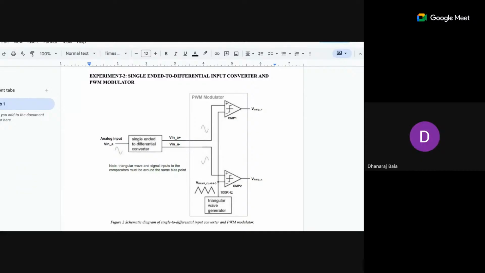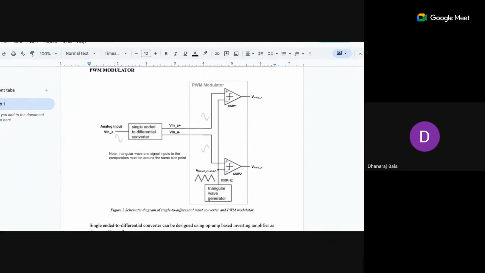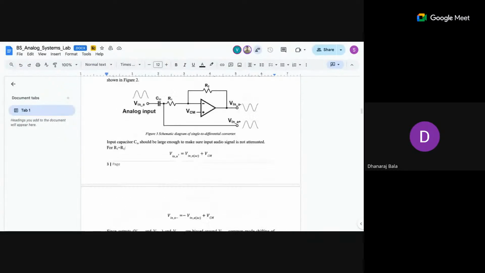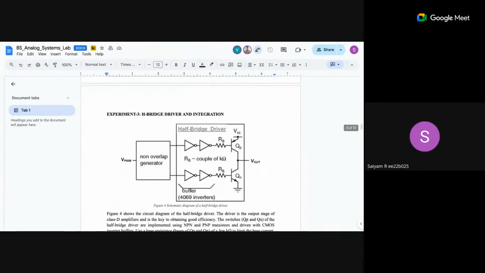So the H bridge driver is nothing but a buffer or amplifier, right? Like in a way, a switching amplifier. It can drive more current, right, because the speaker should be driven. Yes, that's why.